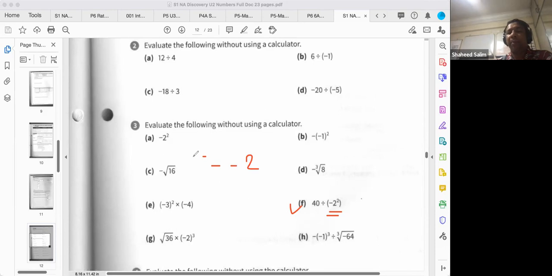Let's say 5 minus 2. They say you cannot write it like that. You must put a bracket. You will never see two signs together. You realize that? But when you have it like that, you have to remove the bracket. Once you remove the bracket, minus becomes plus, 5 plus 2 equals 7.